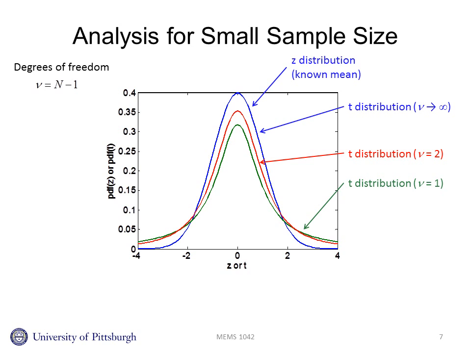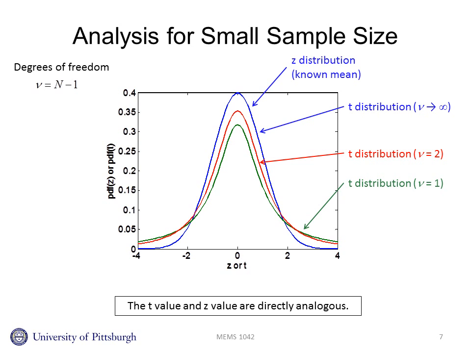So the take-home message is this, that all the analysis tools using the z-statistic are the same when using small sample sizes, except the z-value is now replaced by the t-value. Now the only nuance is the fact that we now must also specify the number of degrees of freedom.